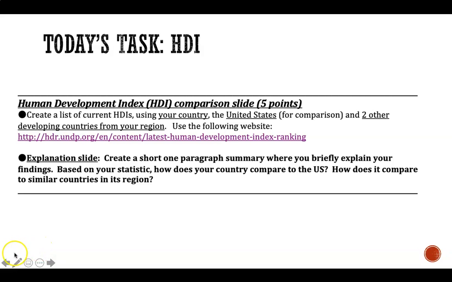First thing we want to do is pick our countries. So yes, we do have the United States. We have the HDI from our statistics that I've given you, and you have found the HDI for your country. So you need to find two other statistics, and those would be the HDI from two countries in your region. So let's pick our countries.